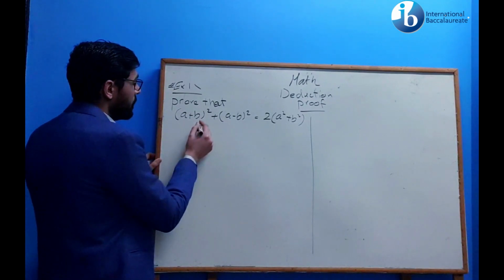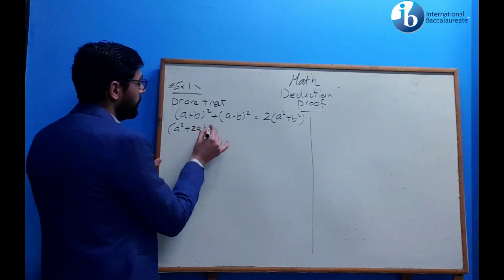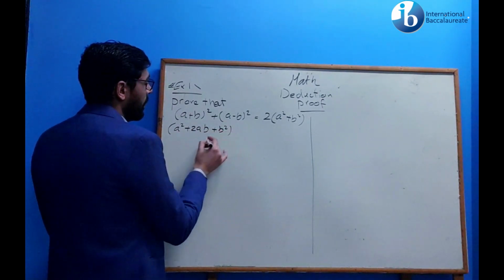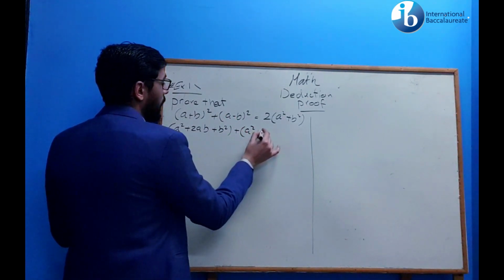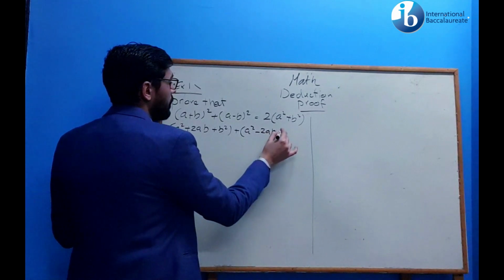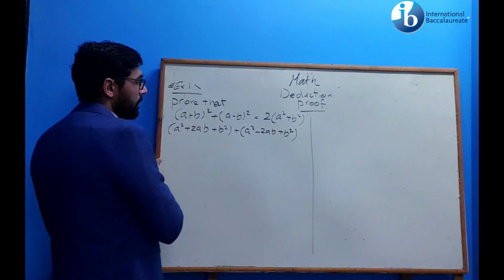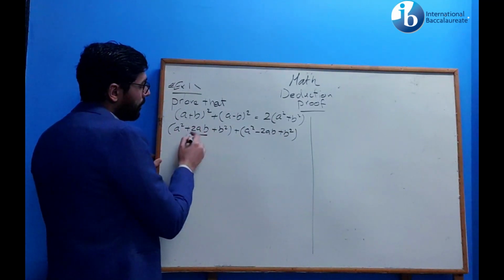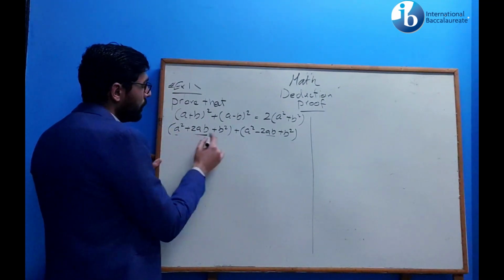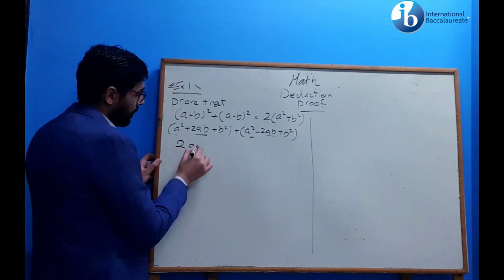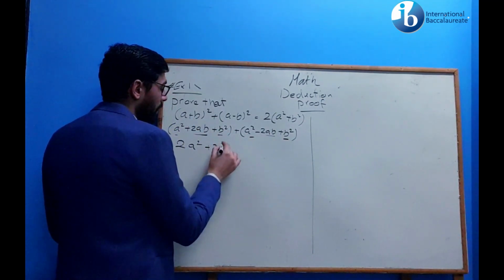Then (a plus b) squared becomes a squared plus 2ab plus b squared, plus a squared minus 2ab plus b squared. This is the left-hand side. Let's simplify this side. We can eliminate the second term with the second term, and then we have 2a squared. After adding b squared with b squared, it becomes 2b squared.